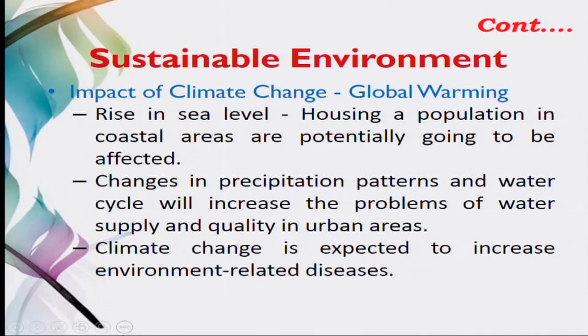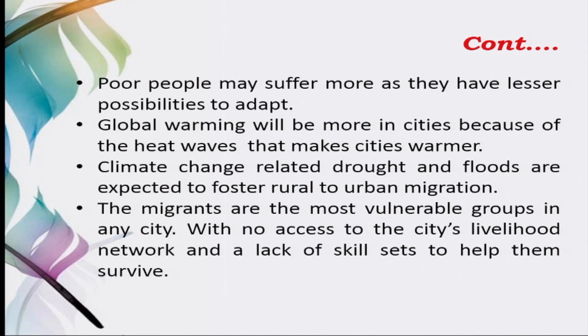Then another problem is sustainable environment. We all know that climate change and global warming are another biggest threat in the globe. Rise in sea level means the population housed in coastal areas is potentially going to be affected. At the same time, changes in the precipitation and water cycle will increase the problems of water supply in the urban areas. Climate change is expected to increase environment related diseases and other allied problems. So, poor people may suffer more as they have lesser possibilities to adapt.